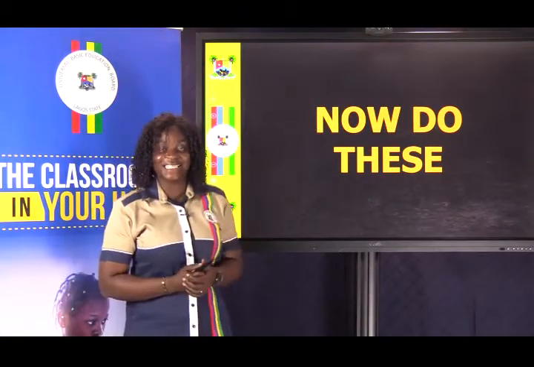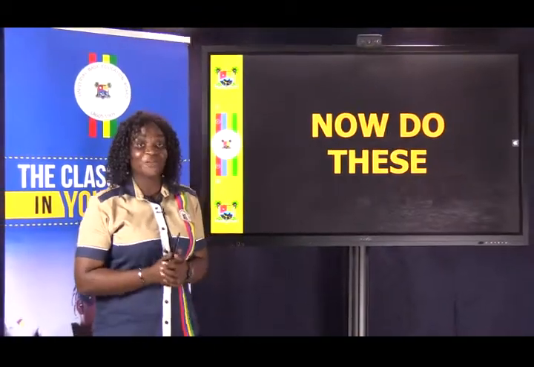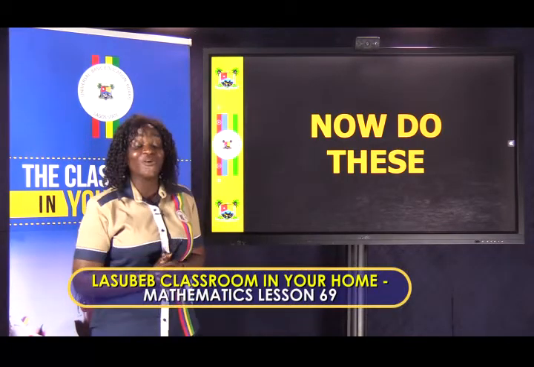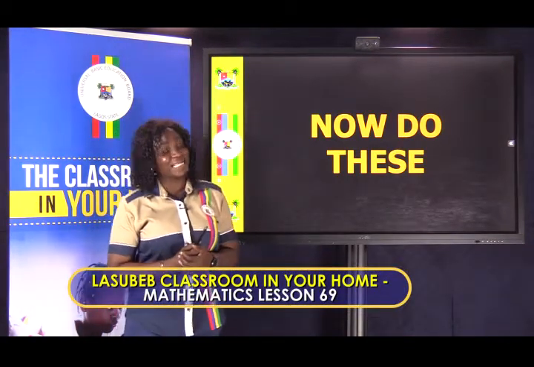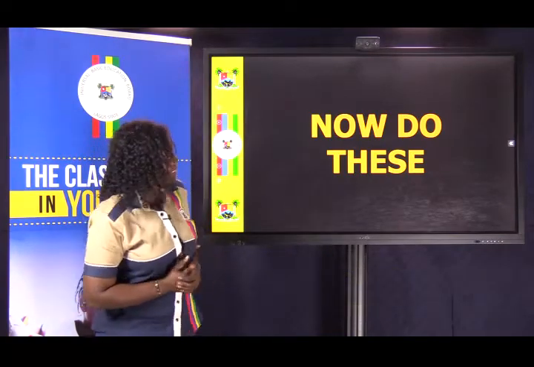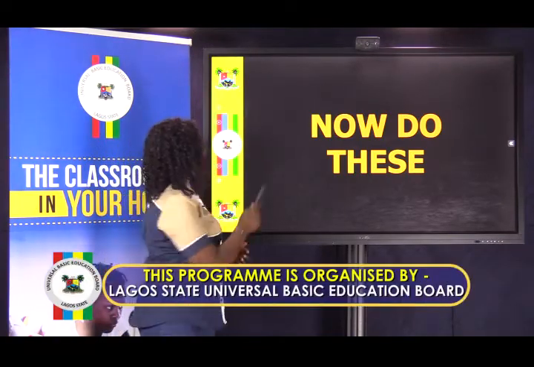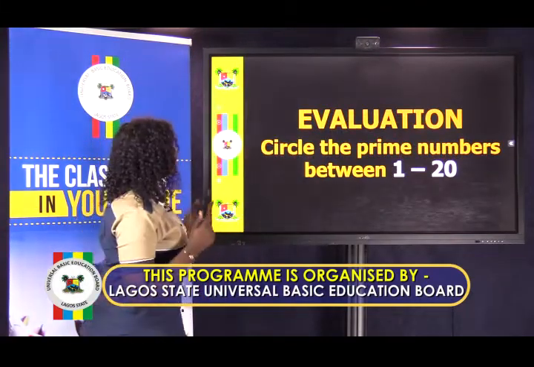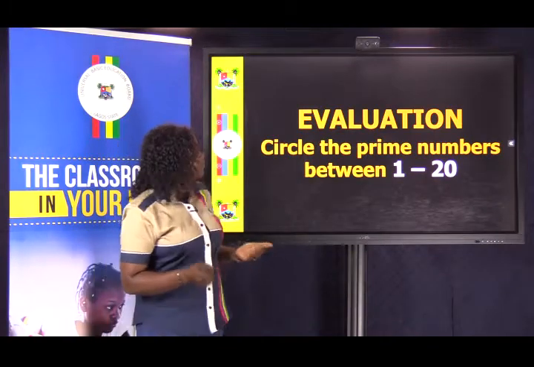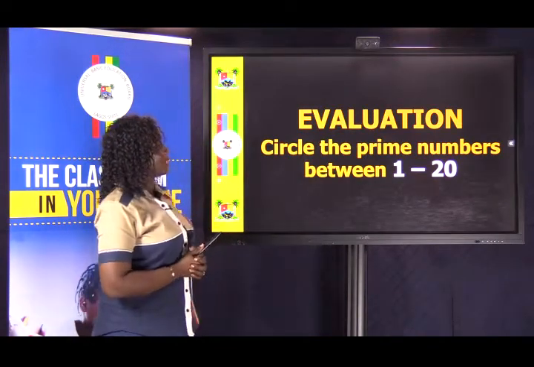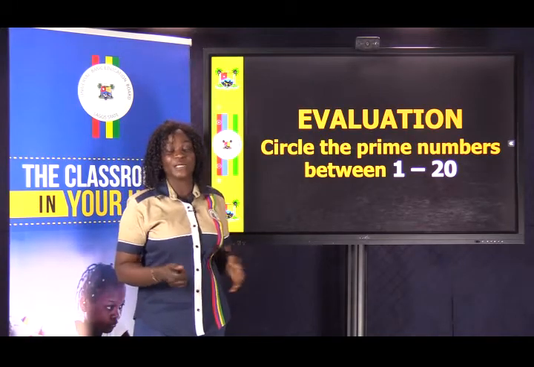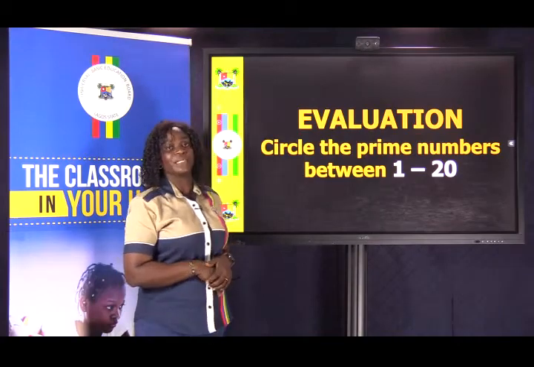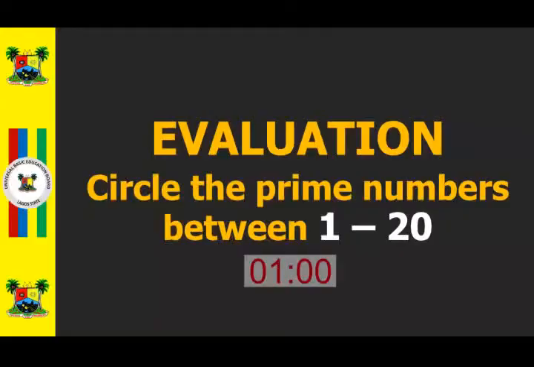Now do these. How well have you been following today's lesson? Prime numbers are numbers that can only be divided by 1 and itself without a remainder. How well did you understand today's lesson? Because it's evaluation time, it's assessment time, it's time to prove yourself. Circle the prime numbers between 1 and 20 in 1 minute, and your time starts now.